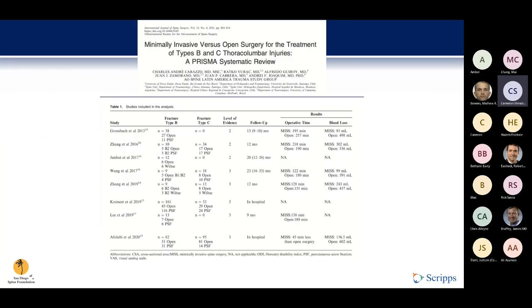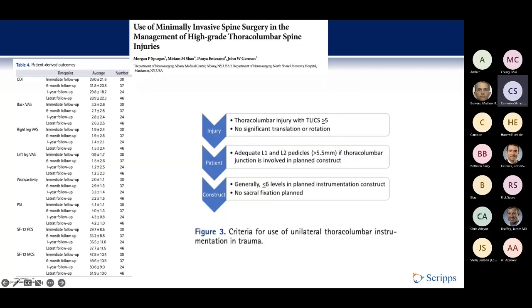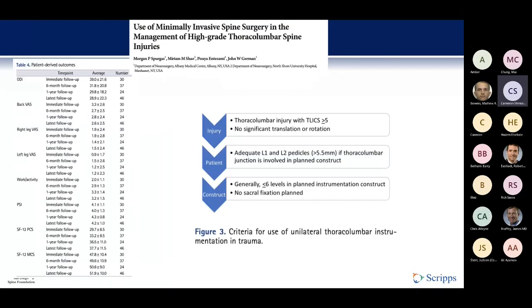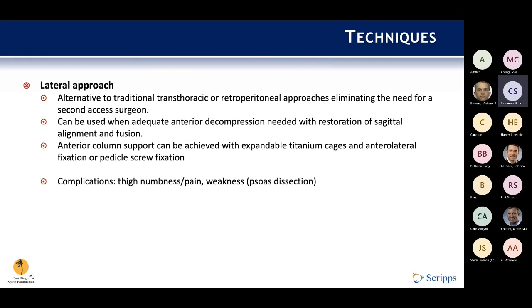This is another one that looks at these more high-grade injuries, a systematic review where people are getting fairly good results with these MIS procedures compared to open procedures. But like I said, the most recent recommendations, this is the most updated treatment algorithm, don't recommend that, but this is just things on the horizon.